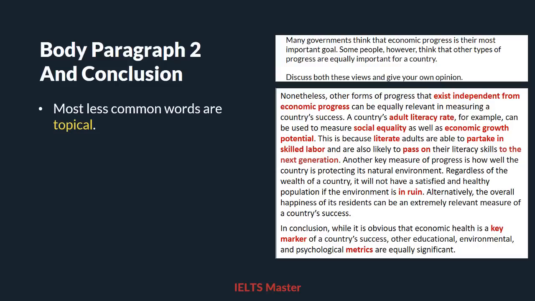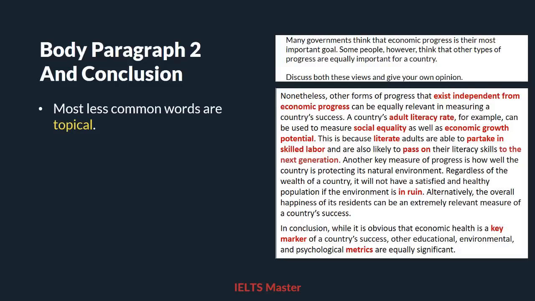Next, we have the natural environment. That's the other form of progress or measure of progress that I talk about. Here, we have the environment is in ruin. An environment in ruin as being a topical word. And then finally, I talk about psychological forms, and we have the overall happiness of its residents is an extremely relevant measure of a country's success. So overall happiness, not very high level, but still related to the topic.